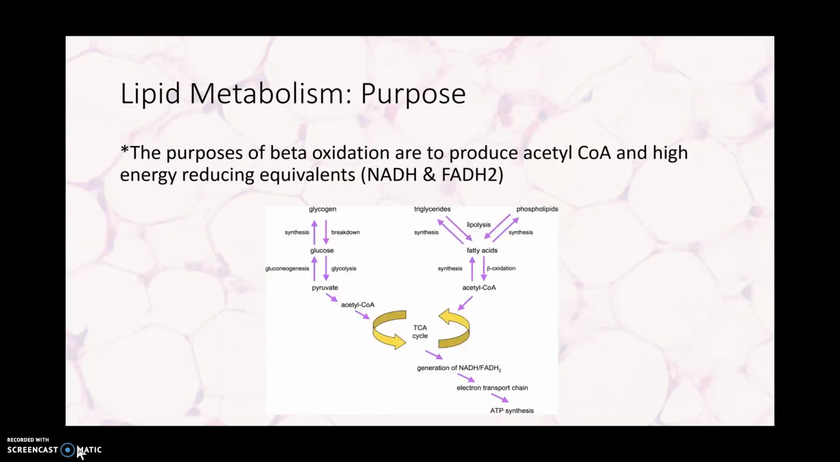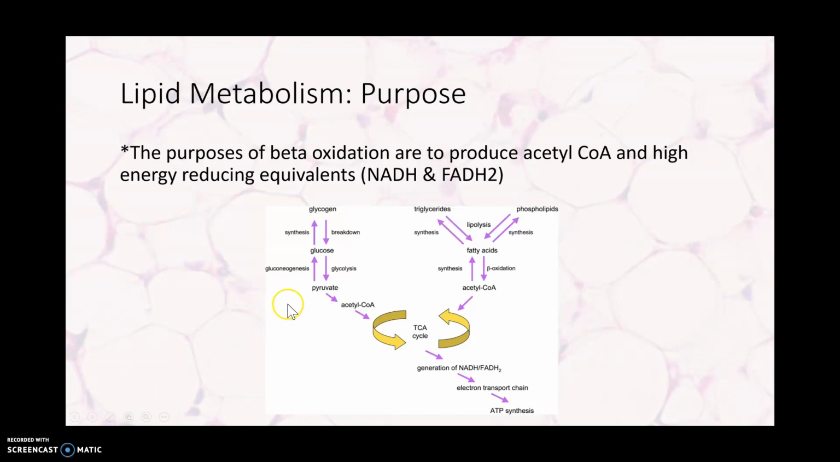Okay, so the purpose of lipid metabolism and beta oxidation are to produce acetyl-CoA and high energy reducing equivalents, which are NADH and FADH2. So the whole point of breaking down a fat molecule is to ultimately get NADH, FADH2, where we can shuttle that again to the electron transport chain to go through oxidative metabolism and give us that ATP.